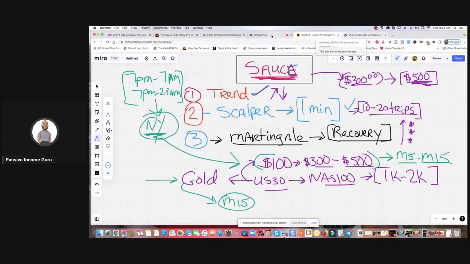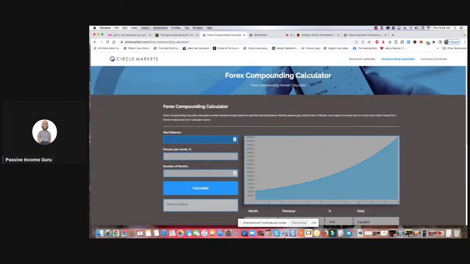Okay. So let me give you the bare minimum per month, which I'm going to do 10. So let's say we start with a $1,000 balance and we're averaging 10% a month. Which is very, very doable.